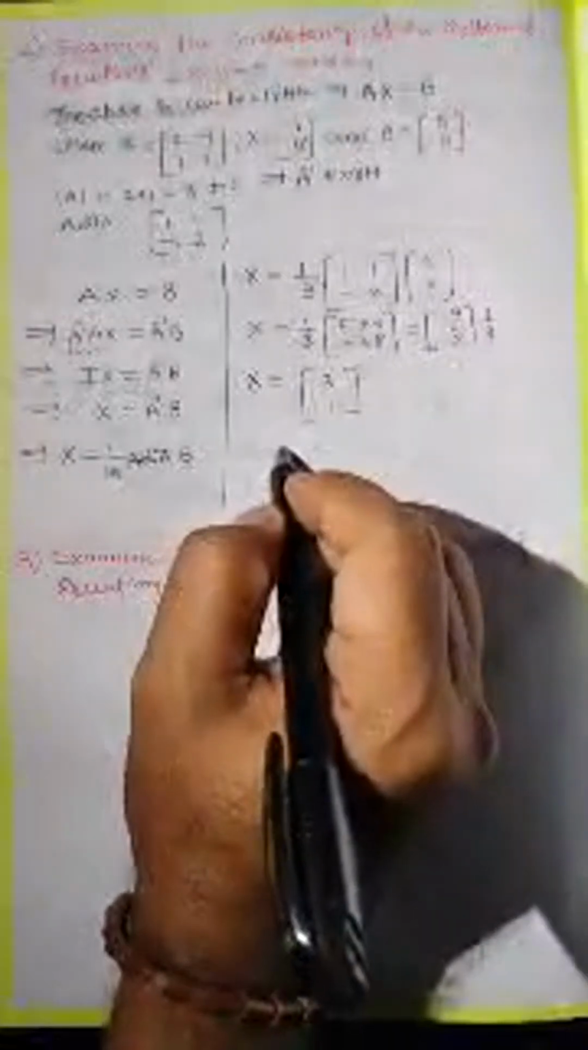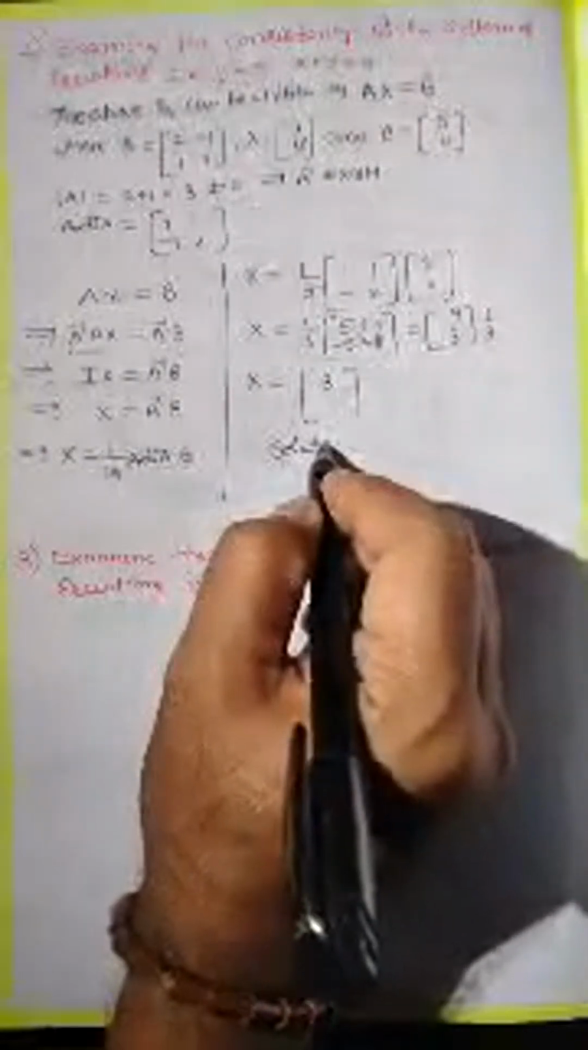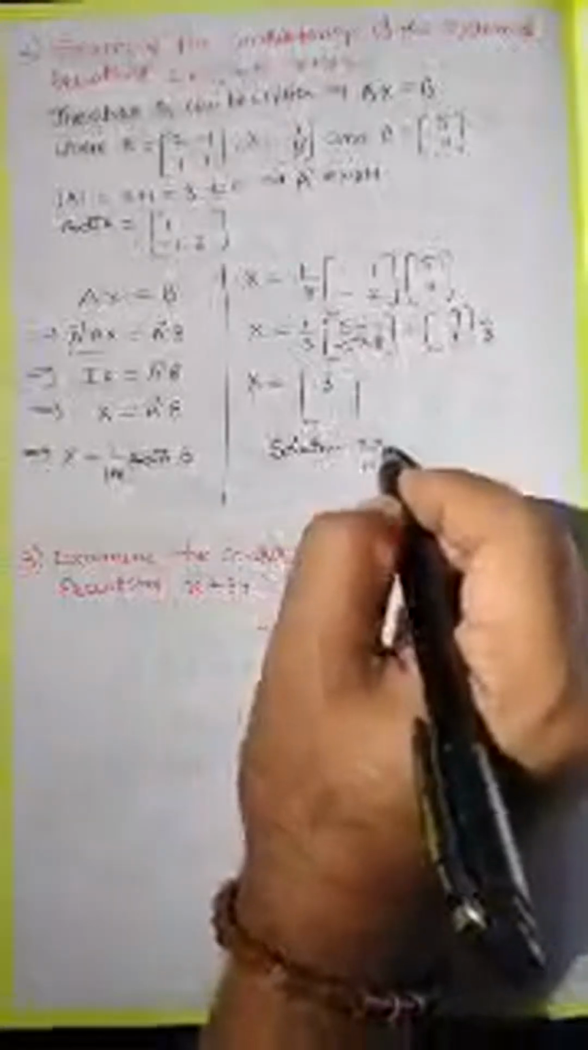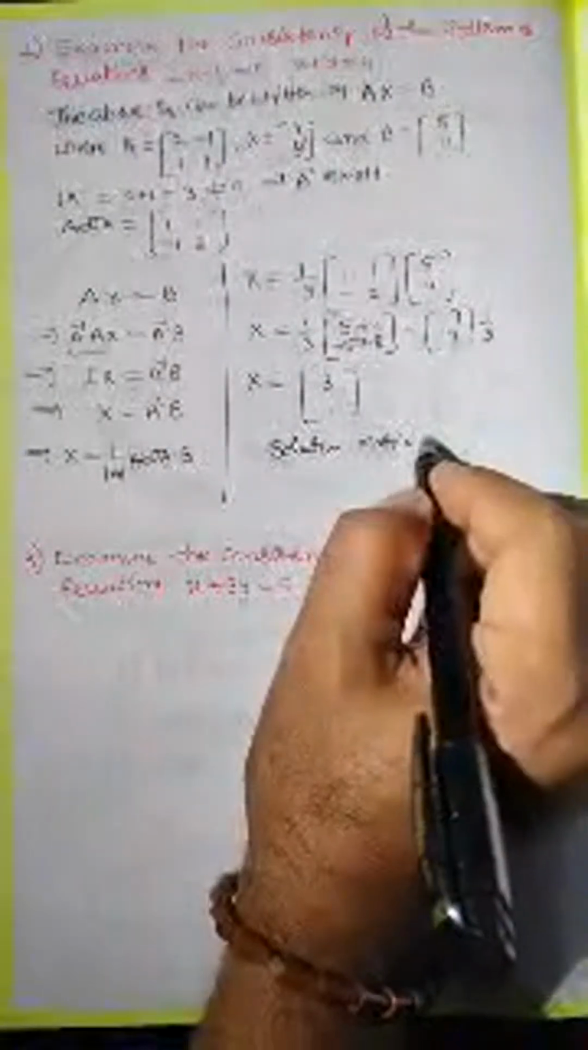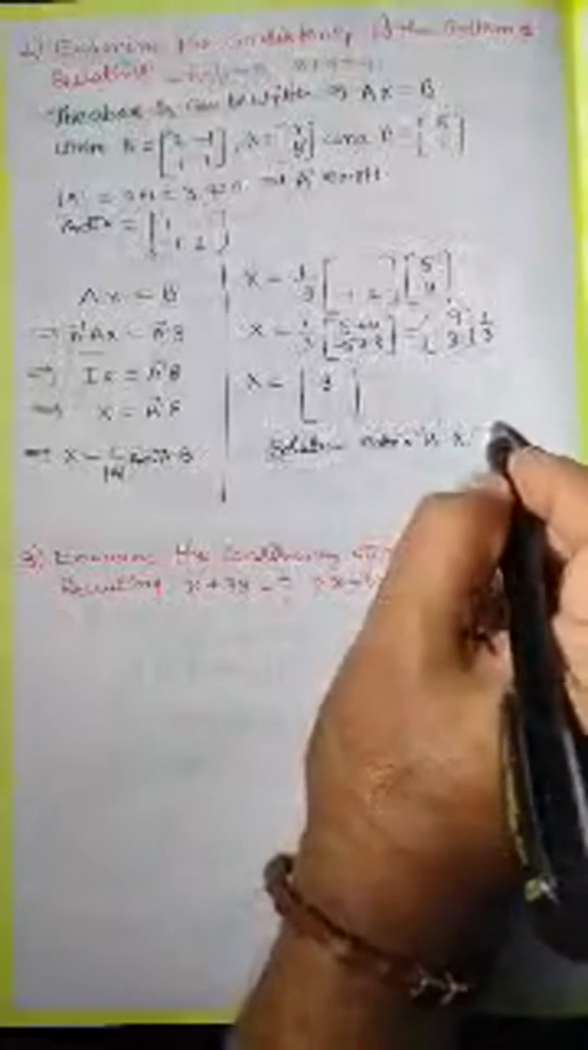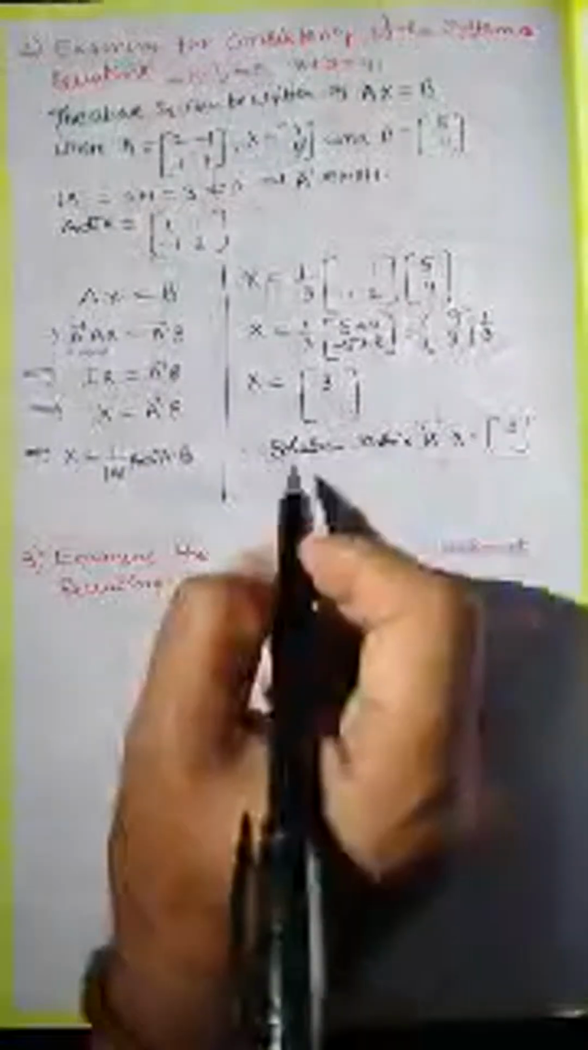So therefore the solution set, solution matrix, is capital X equal to [3; 1]. Whenever solution is there, the given system is consistent.